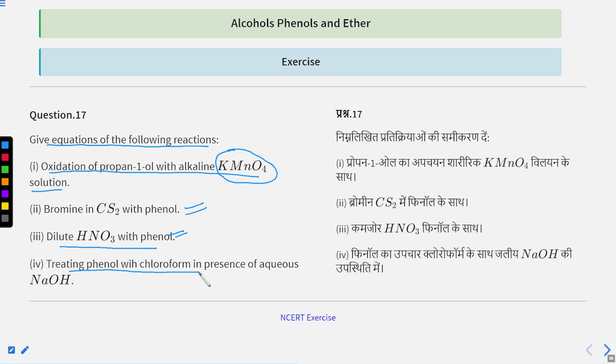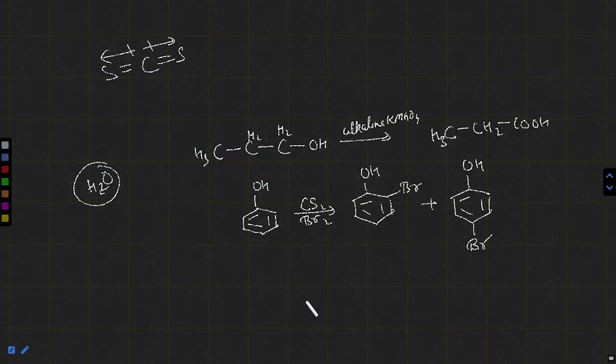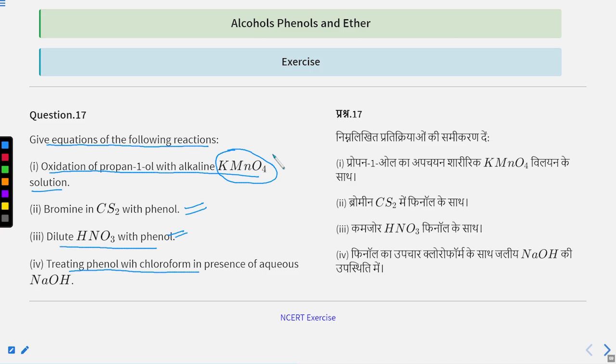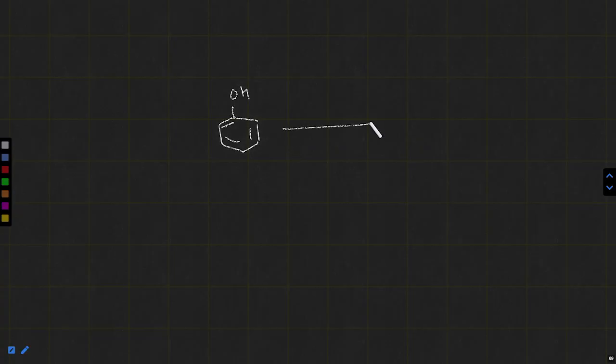Treating phenol with chloroform in the presence of aqueous NaOH. So what is said here? We have phenol, and phenol with chloroform. Chloroform formula is CHCl3, plus aqueous NaOH. How will it go on?